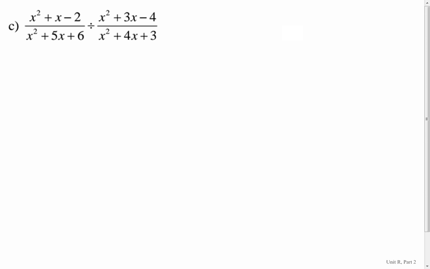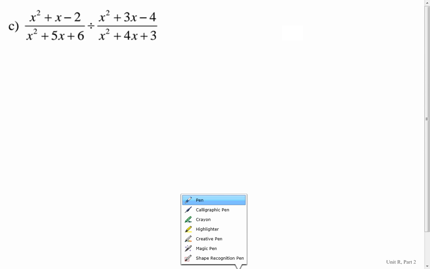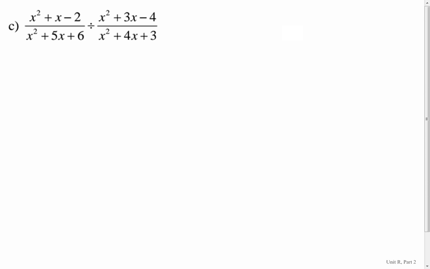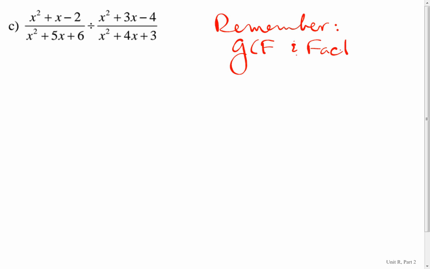I'm going to break this down into 3 different parts. I'm going to do everything in R5A first. So let's talk through that. Remember, the first thing you're going to do, you want GCFs out and then factor. A lot of you guys have started forgetting about that stuff. You just started multiplying across. So please, please, please remember that. In each of these, there are no greatest common factors, so we're just going to break this down.